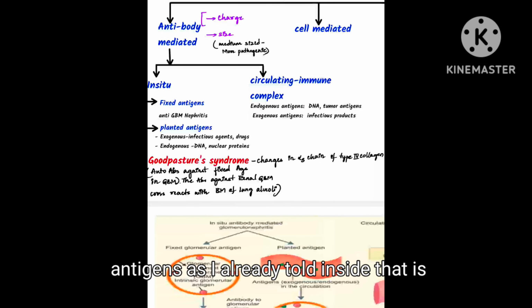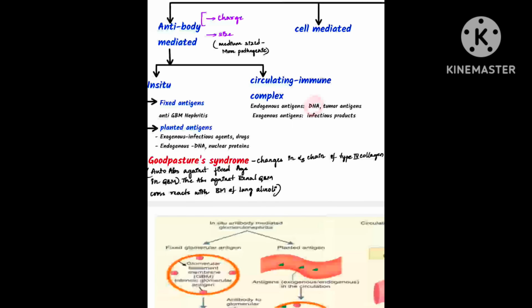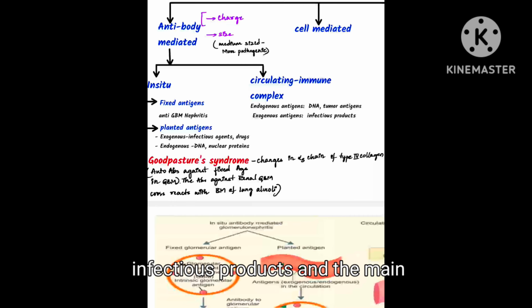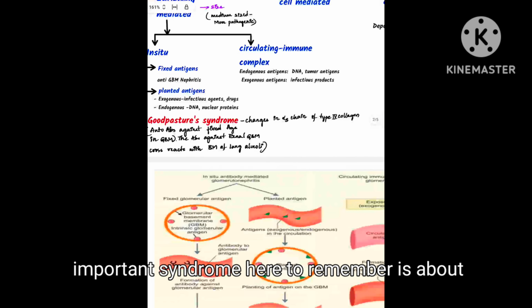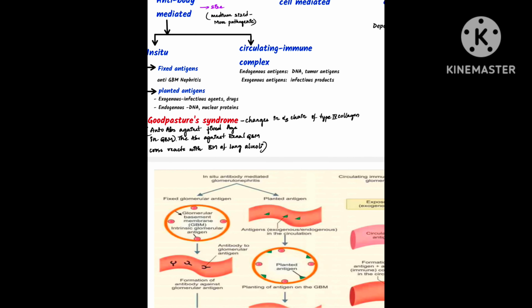As I already told, endogenous contains DNA, or it may be tumor antigens which are produced within the body. So exogenous antigens are infectious products. And the main important syndrome to remember here is Goodpasture syndrome. It is an autoimmune disorder.